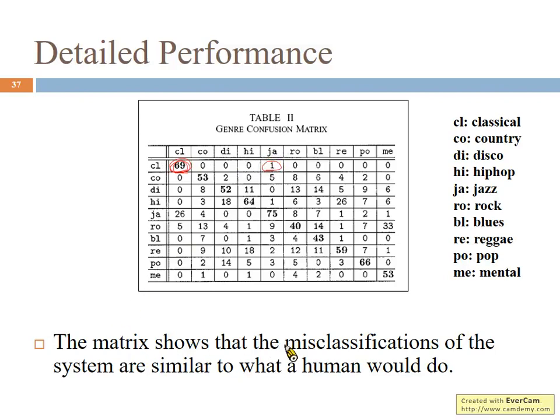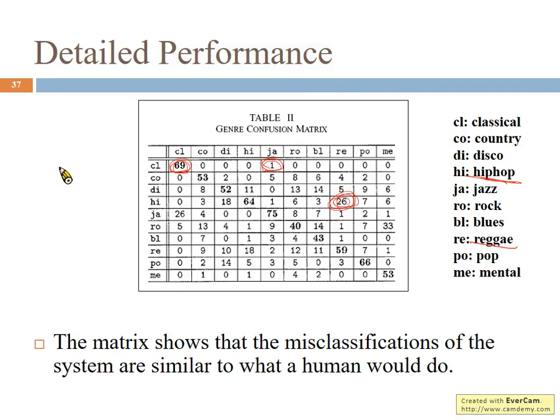The matrix shows that the misclassification of the system is similar to what a human would do. This means 1% of jazz music is falsely classified as classical music, and so on. You can see that 26% of reggae music is falsely classified as hip hop music. So you can see some musical genres are more confused than others.